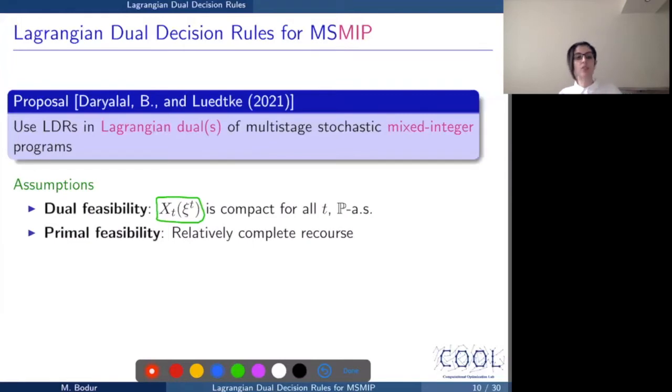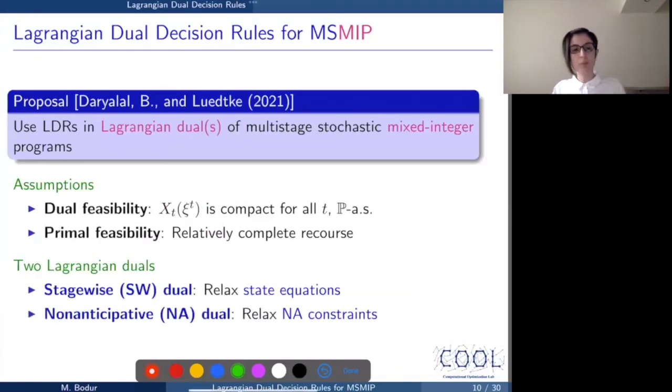The second assumption is for the sake of primal feasibility, especially if you are going to employ our suggested policies in a rolling horizon framework. You need to ensure that whatever decisions you made and whatever observations you have so far, you will always be able to make your next set of feasible decisions. And this is a very, very standard assumption, namely it comes in this form of relatively complete recourse.